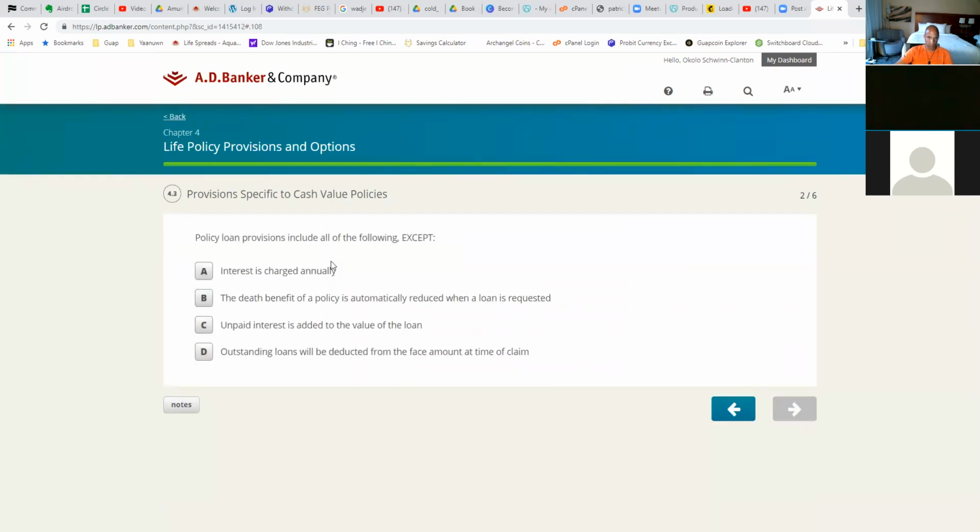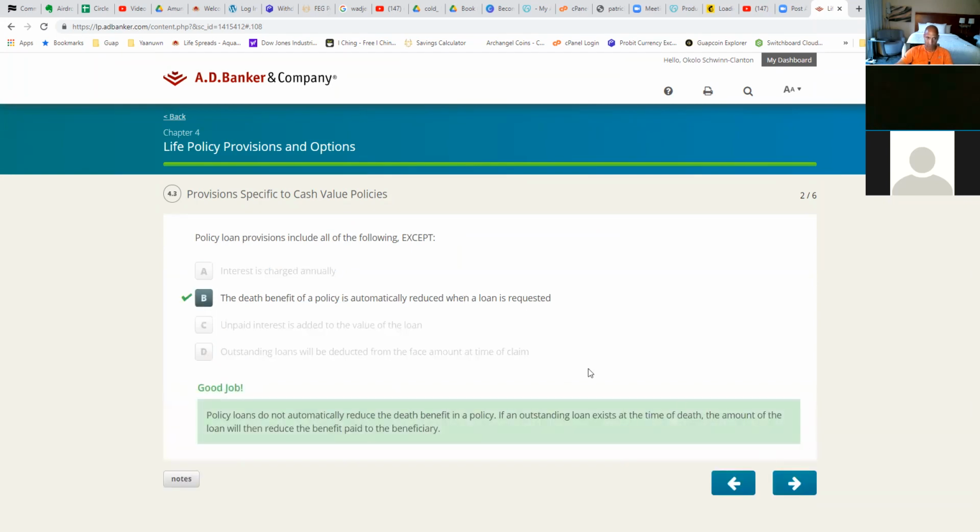Policy loan provisions include all the following except: interest is charged annually; the death benefit of a policy is automatically reduced. This is the one that's not true. So this is something just real quick. If you take out a loan, it does not reduce the death benefit. It reduces the cash value. So that's something to just keep in mind.